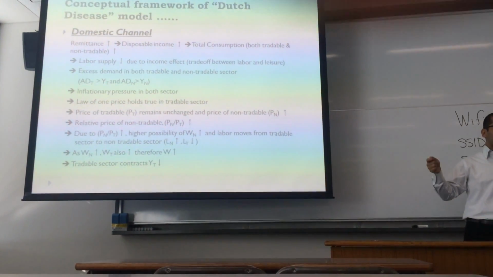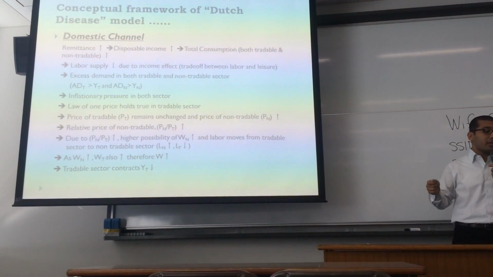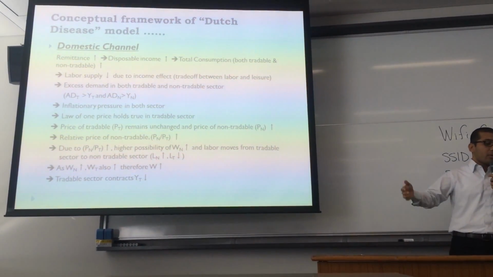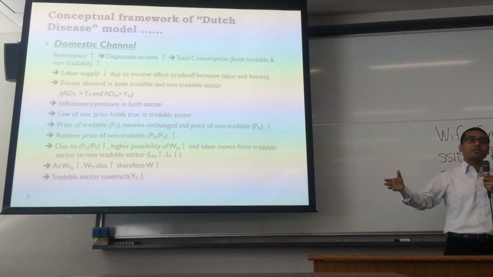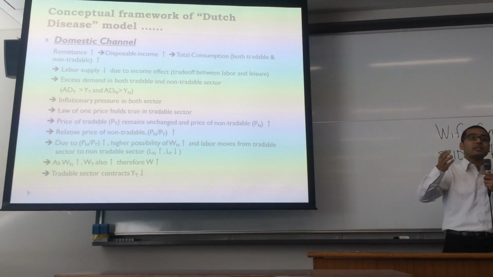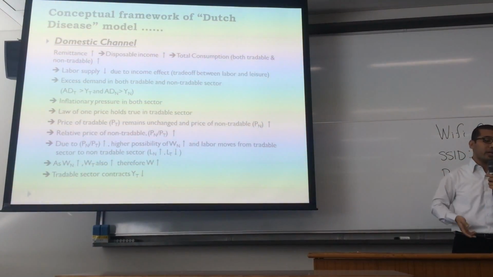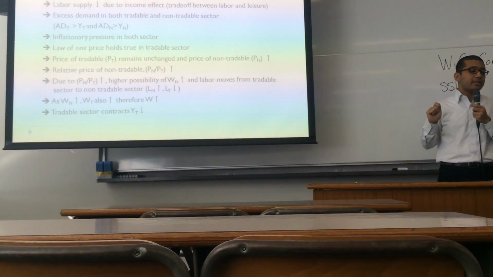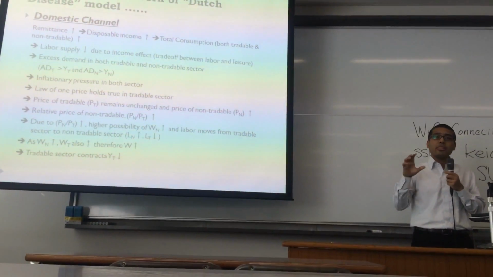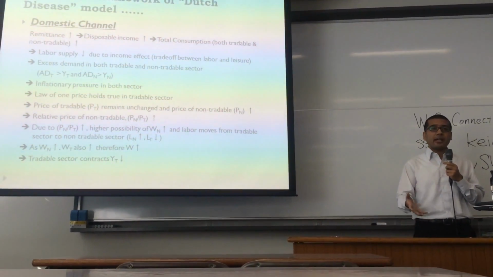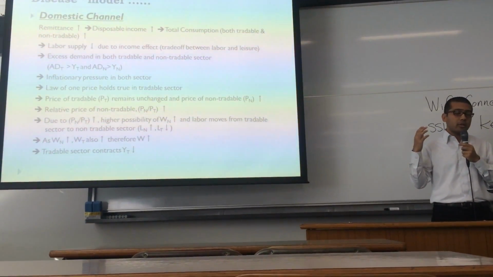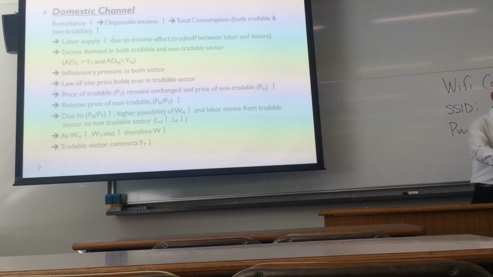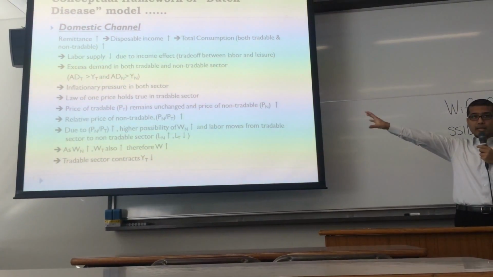Because of the higher relative price of the non-tradable goods, the wage in the non-tradable sector increases, and people move from the tradable sector to the non-tradable sector because it has a higher wage. That will also induce an increase in the tradable sector wage and the overall wage increase, and finally the non-tradable sector expands and the tradable sector contracts. This is the conceptual model of my study.